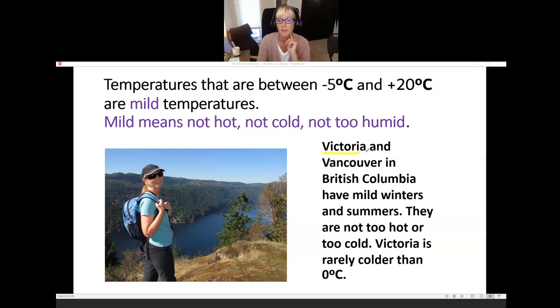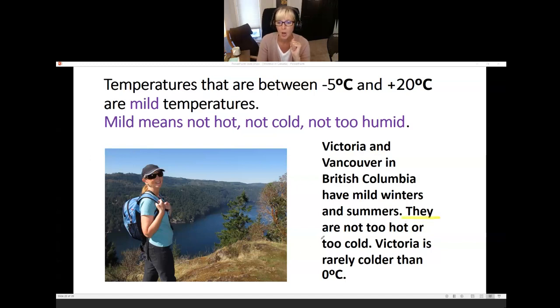Victoria and Vancouver in British Columbia have mild winters and summers. They are not too cold or, teacher is not reading. Let's try again. Where did my pen go? Went away. Let's get it back.